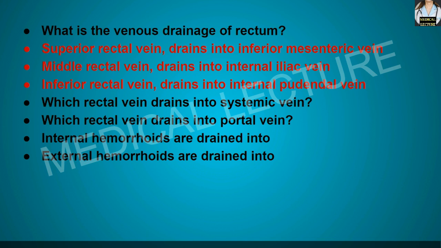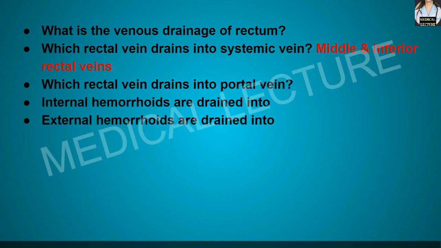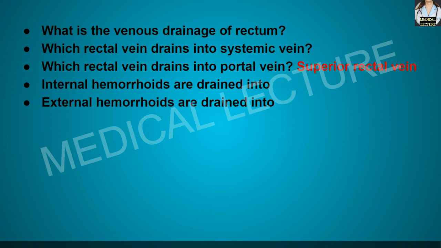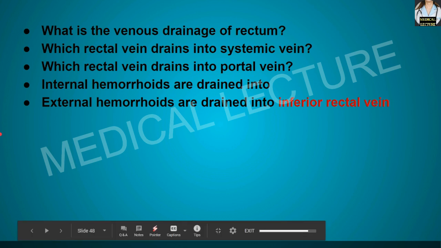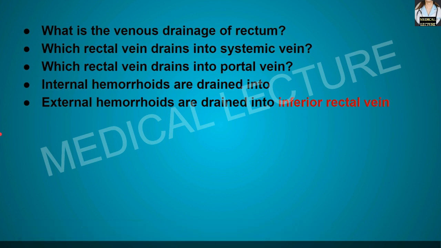Now which rectal veins drain into a systemic vein? It is the middle and the inferior rectal veins. Which rectal vein drains into the portal vein? It is the superior rectal vein. Internal hemorrhoids are drained into the superior rectal veins. External hemorrhoids are drained into the inferior rectal vein.